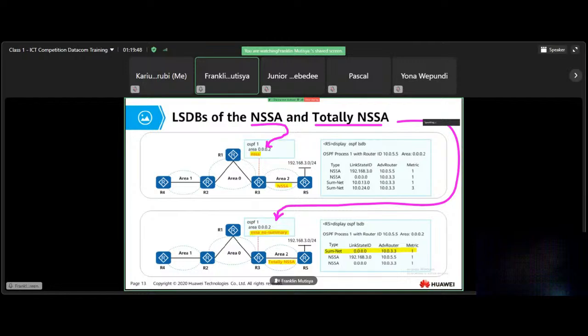Let's look at the LSDBs of a not so stubby area. So we said in the not so stubby area, we configure the ABR. In this case, our ABR is this router. We configure it with this command, NSSA. So you display the LSDB of router 5 here, which is an ASBR. You'll be able to see that we have type 7 LSAs showing there, and also the type 3 LSAs, which are the network summary LSAs.